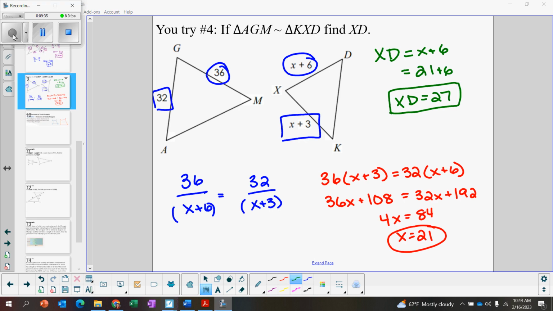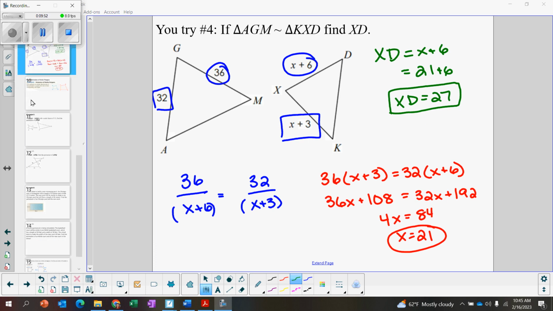All right, so on try four, matching up what sides go together, we end up with 36 over x plus 6 equals 32 over x plus 3. When I cross multiply, I have to make sure I distribute. I get x is 21. I'm plugging it back in. The side was x plus 6, so 21 plus 6 is 27.